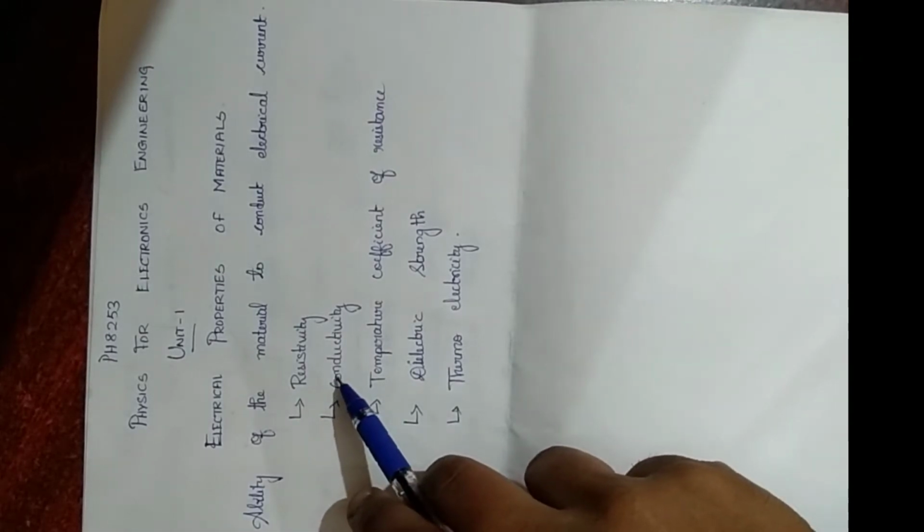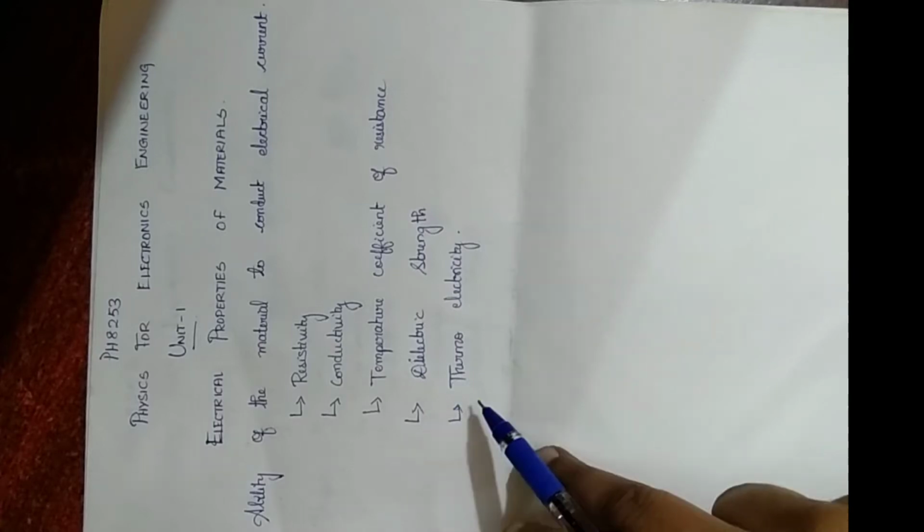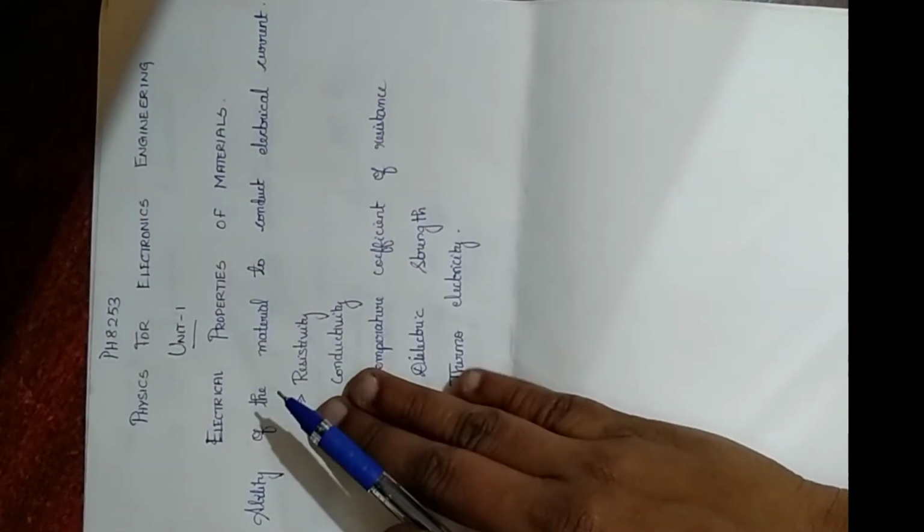So, what is the electrical property of a material? It is defined as the ability of the material to conduct electrical current. Those properties include resistivity, conductivity, temperature coefficient of resistance, dielectric strength, and thermoelectricity.